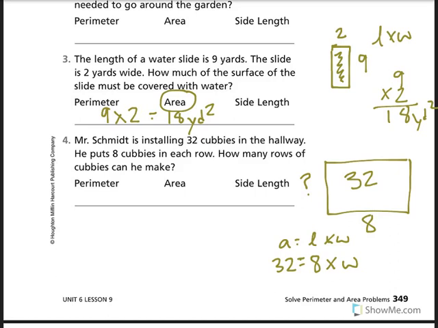So, I know 8 times 1 is 8, 8 times 2 is 16, 8 times 3 is 24, and 8 times 4 is 32. So it'll be 8 times 4. So that means we were missing a side length, the number of rows. We could do 32 equals 8 times W. W equals 4 rows.